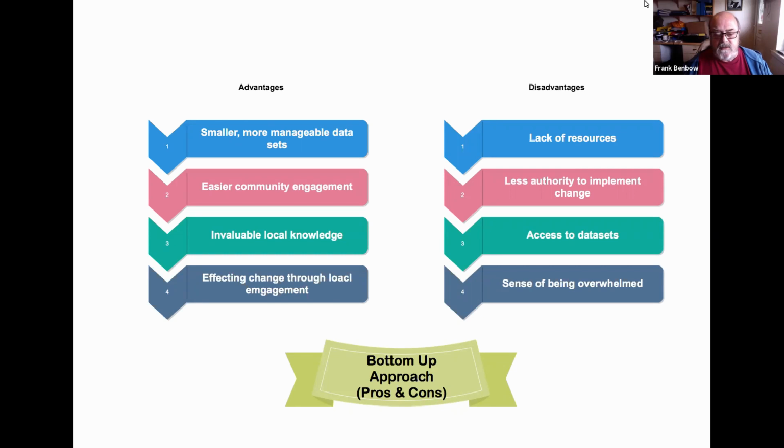Access to data sets. We may not know what data sets are out there, what data sets we can rely on. So we need to be able to share those with you. And there's a sense of being overwhelmed. It's such a complex issue where all things overlap. So where do we start? So hopefully we can start by establishing our current footprint. So the next slide, please, Harry.